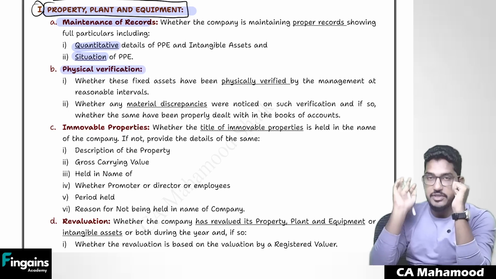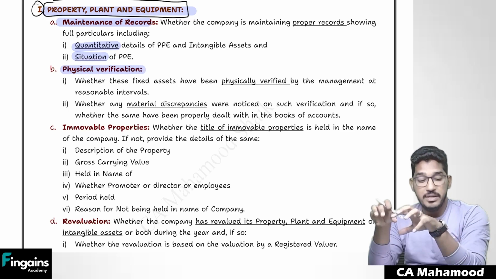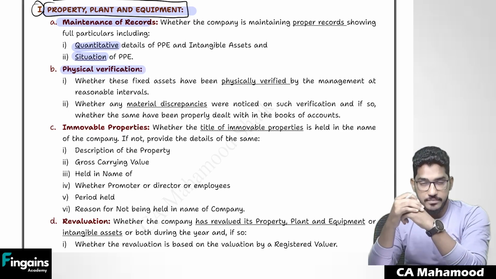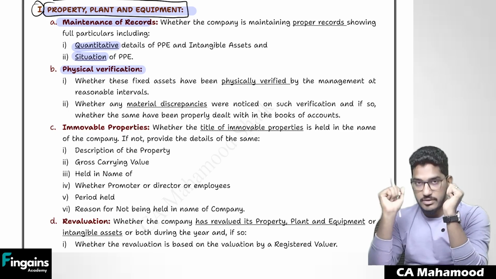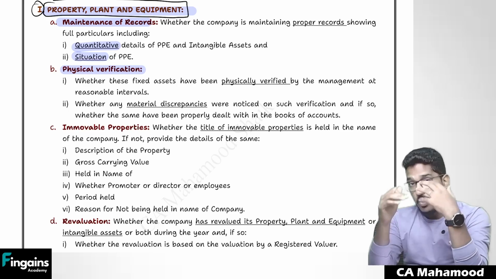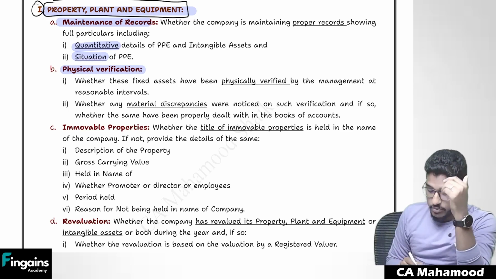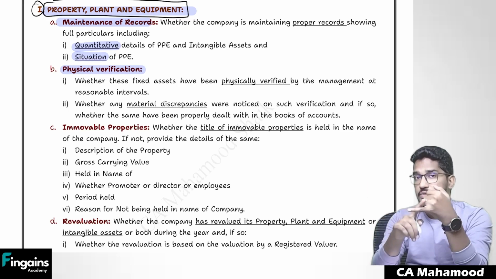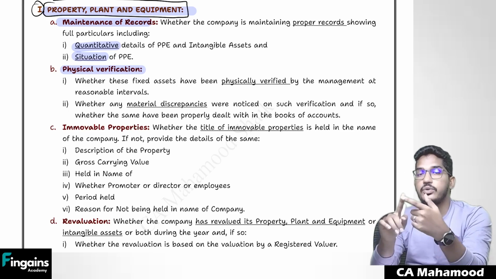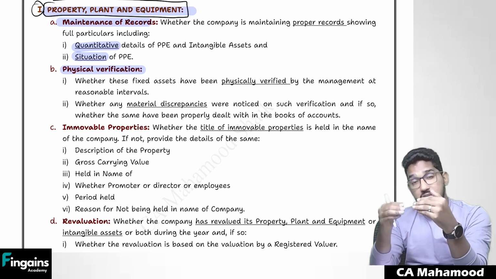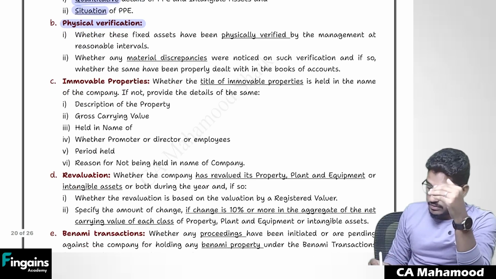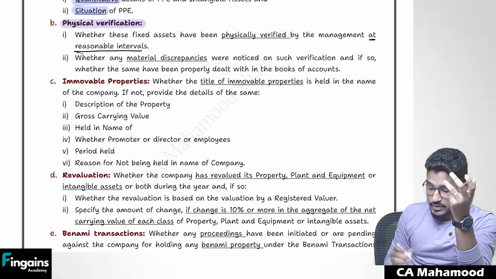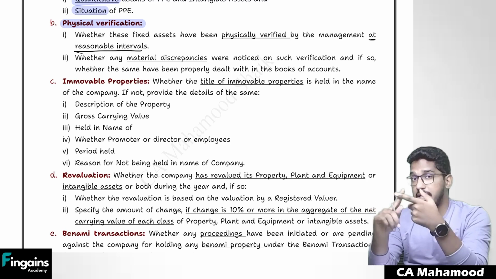Second one, physical verification. Now, whether this PPE is physically verified by the management at reasonable intervals. Here also, they are not asking the auditor to do physical verification. Very, very important point. They are asking the auditor to verify whether the management has physically verified their fixed assets at reasonable intervals. Now, here the gray area is, CARO is telling us to verify whether fixed assets are physically verified by the management at reasonable intervals.